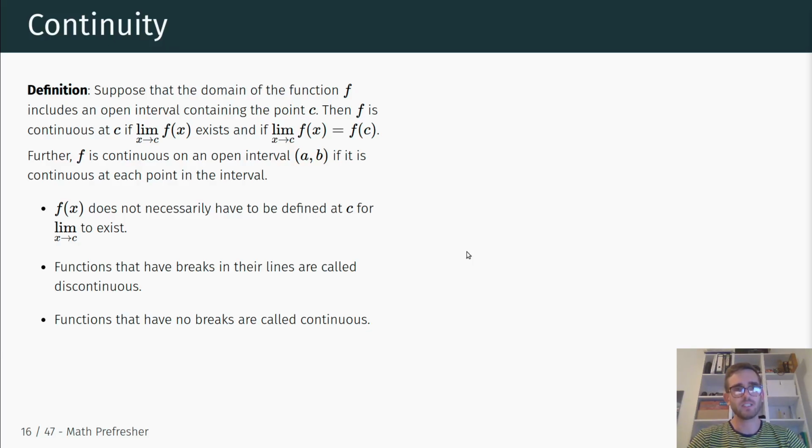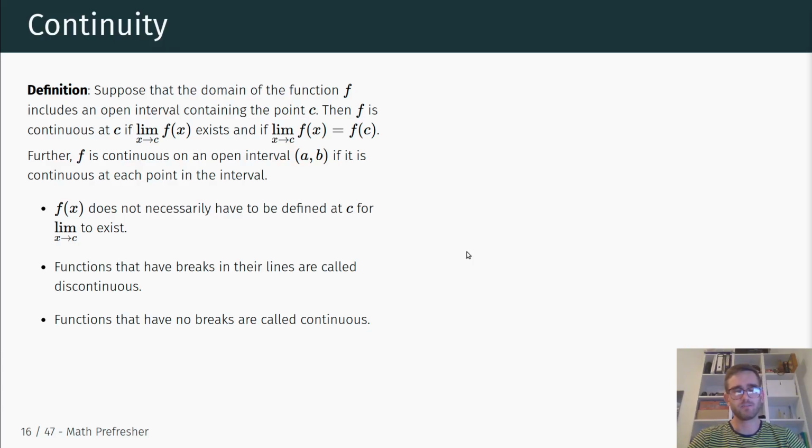Then f is continuous at c if the limit of f of x as x approaches c exists, so the limit has to exist, and the limit is equal to the function value f of c. So in other words, a function is continuous if the limit is equal to the function value, and the limit and the function value also exist. Further, we can say a function is continuous on an open interval a b if it is continuous at each point in the interval.